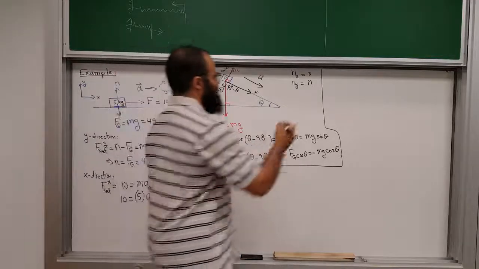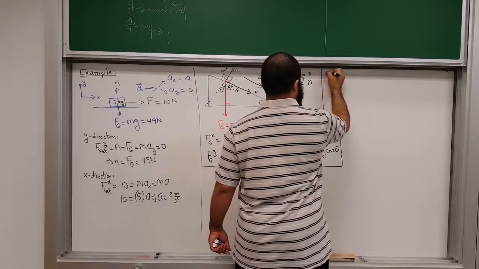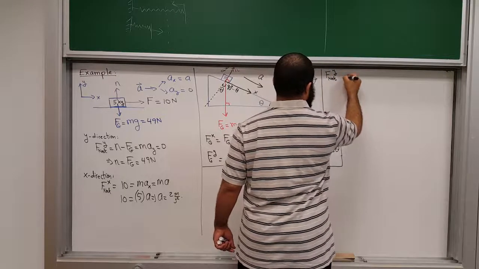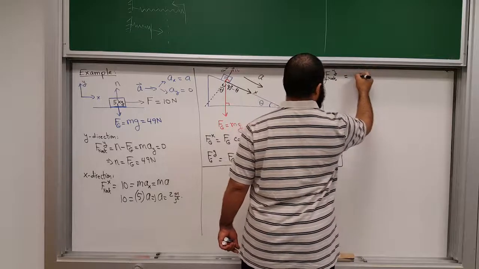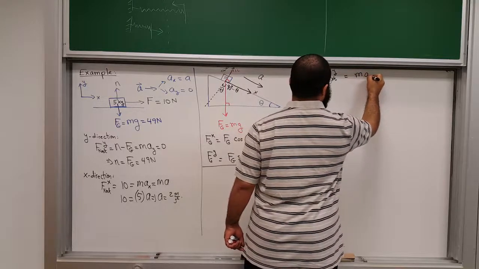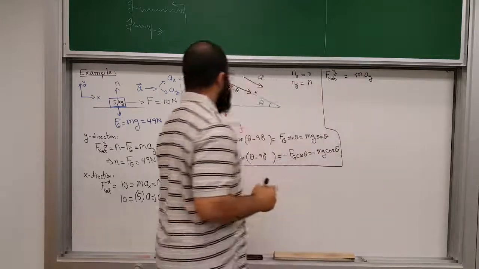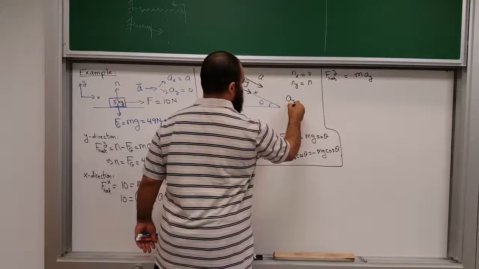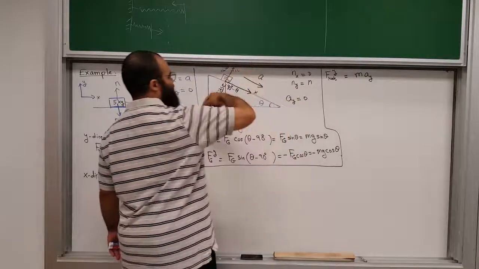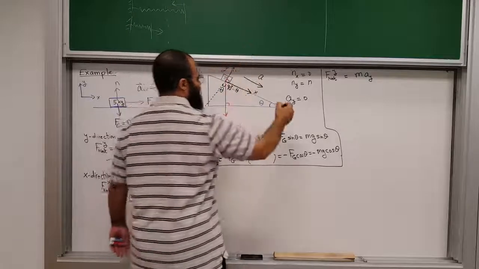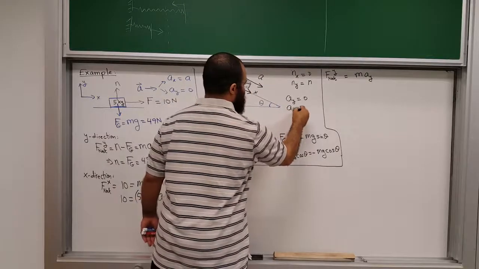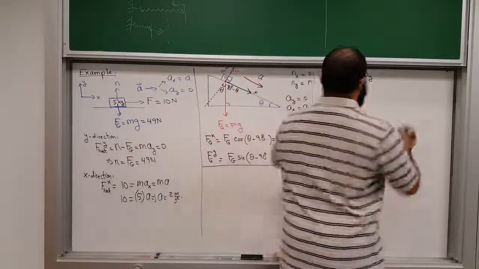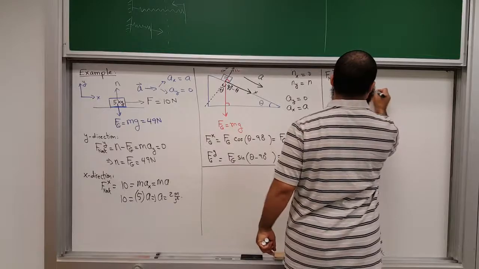Okay, so by Newton's second law, the net force in the y direction, I'll start with the y, it doesn't matter where you start, will equal the mass times the acceleration in the y direction. By this choice of axis, we just said that the acceleration in the y direction is 0. There is no motion perpendicular to the incline, there is only motion parallel to the incline. And the acceleration in the x direction, we'll just call it a. So the right-hand side here is 0.